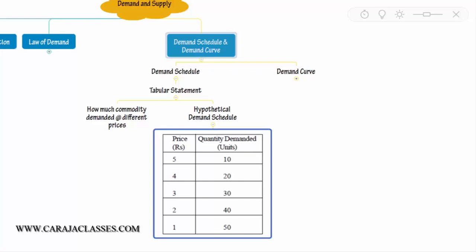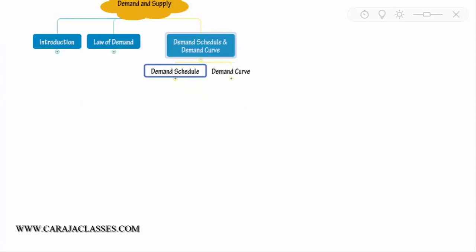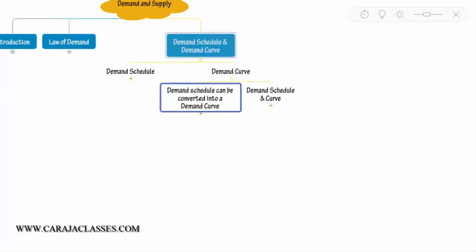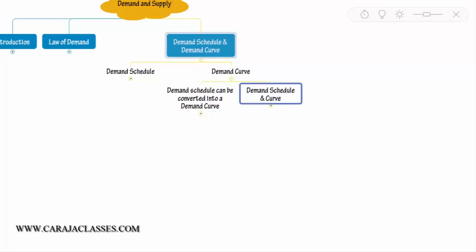Okay, fine. But understand one thing, demand schedule will show you how much commodities are demanded at different prices. Okay, then what is this demand curve? Let's understand. Already we have seen demand schedule. That demand schedule can be converted into demand curve by measuring the price on vertical axis and quantity on horizontal axis. Let me show you that.